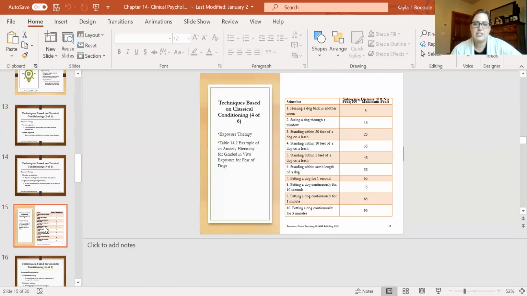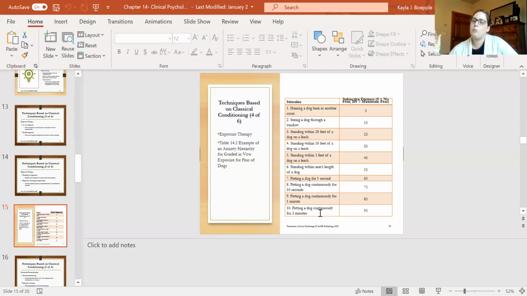So an example of these steps would be, let's say you're afraid of a dog. One of the first steps you could do, which would cause you about a level of 5 on a 100-point fear scale, would be hearing a dog bark in another room. Then we could move to number 5, which is standing within 5 feet of a dog on a leash. That would give you a fear level of about a 45, so right there in the middle. And then going all the way to petting a dog continuously for 3 minutes. That would give you a fear level of up to 95, so that would be the maximum fear level.